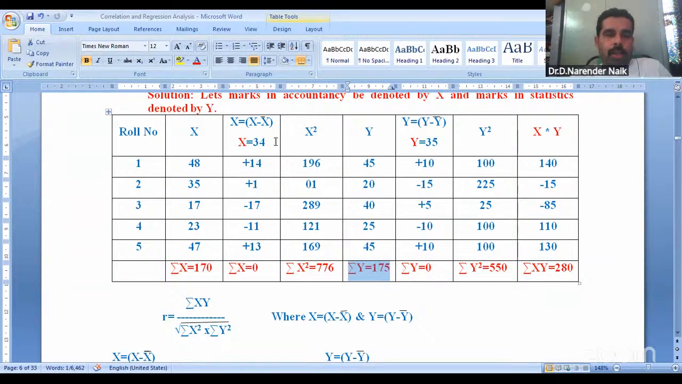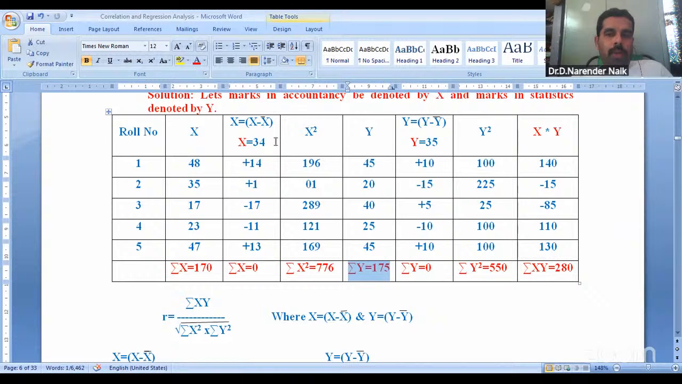Then we get the x square values: 14 square, 1 square, 17 square, 11 square, 13 square. That is 196, 1, 289, 121, and 169. Sigma x square is equal to 776. Then the same procedure applies for the y case also.